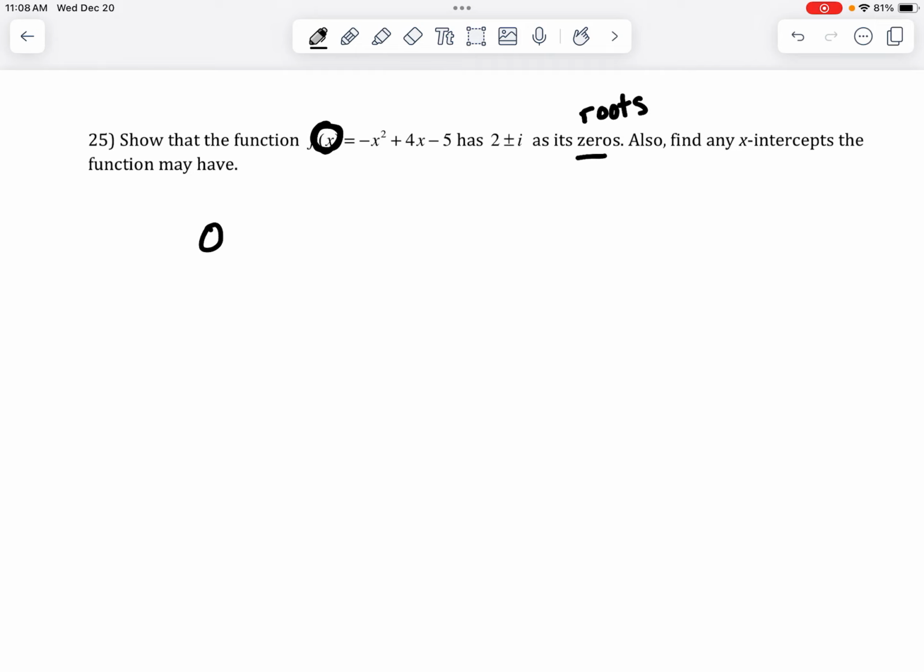So if I set it equal to 0, I could use the quadratic formula, and because it has an x squared, that means that it has two solutions. And supposedly, these are the two solutions I'm going to get.